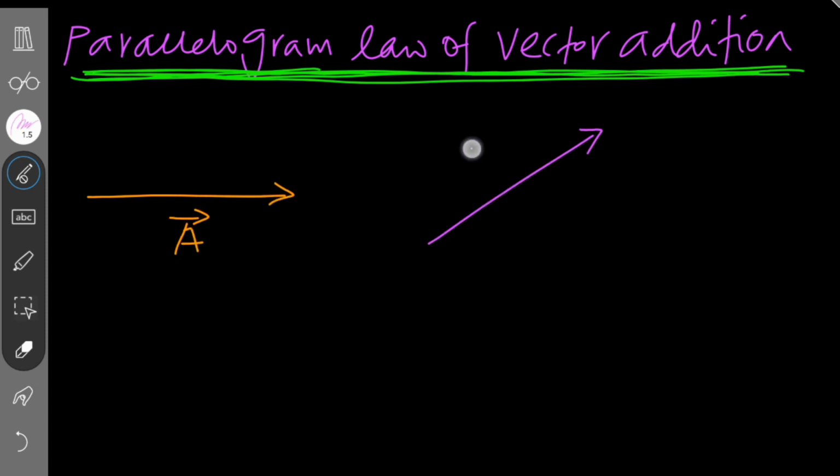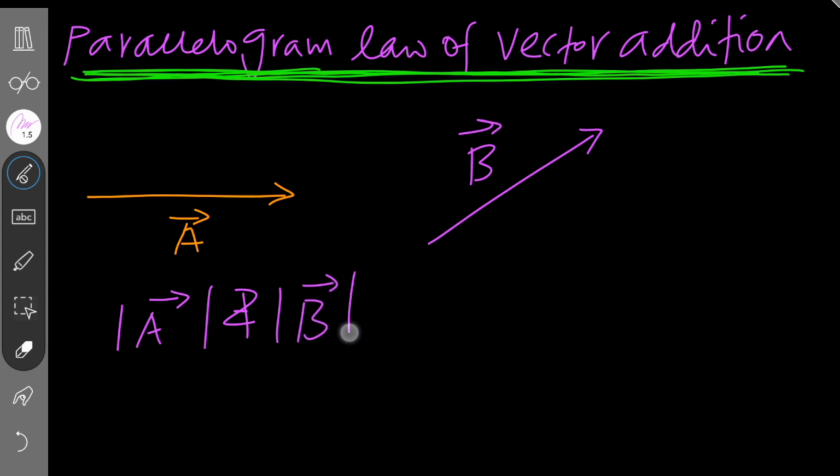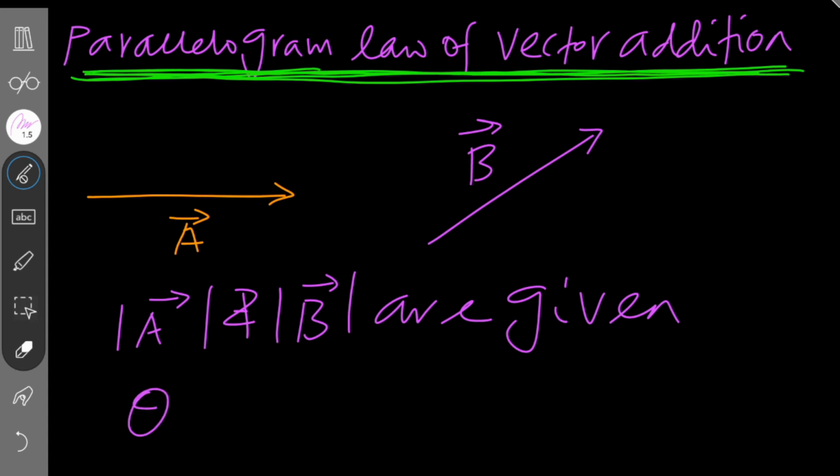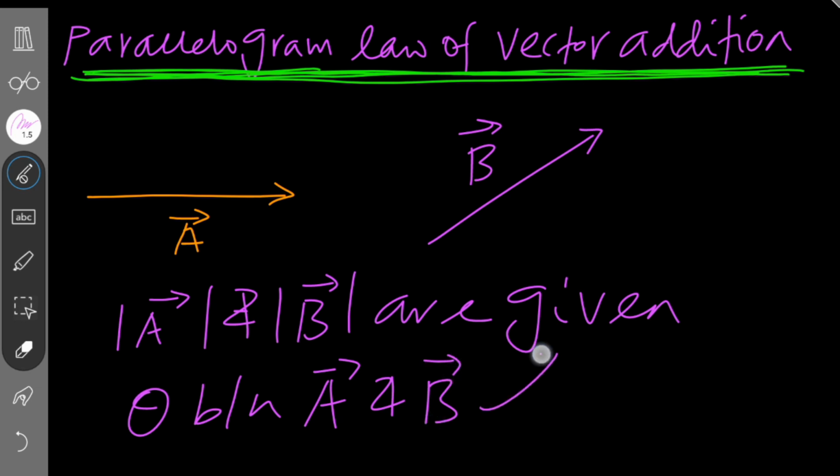Assume this is vector A, this is vector B, then the magnitudes of A and the magnitudes of B are given. And theta, the angle between the two vectors, vector A and vector B, is also given. Here the vectors are given. Magnitude means the length of this vector.